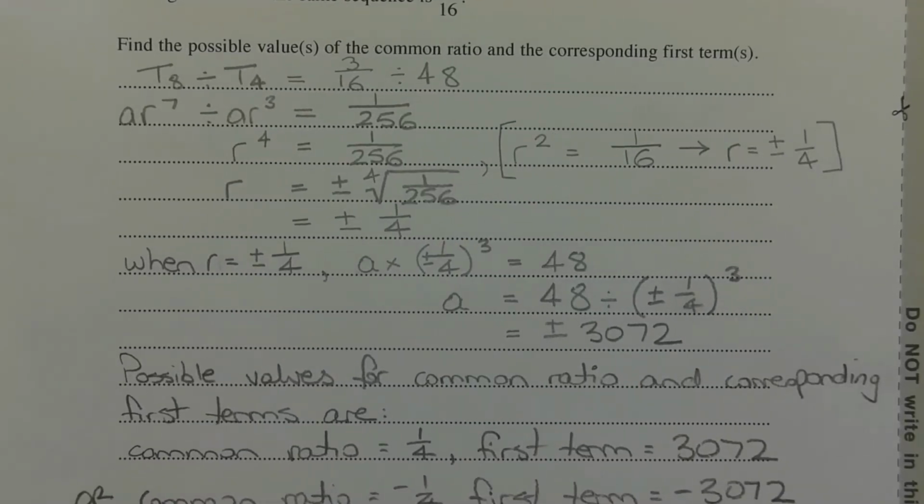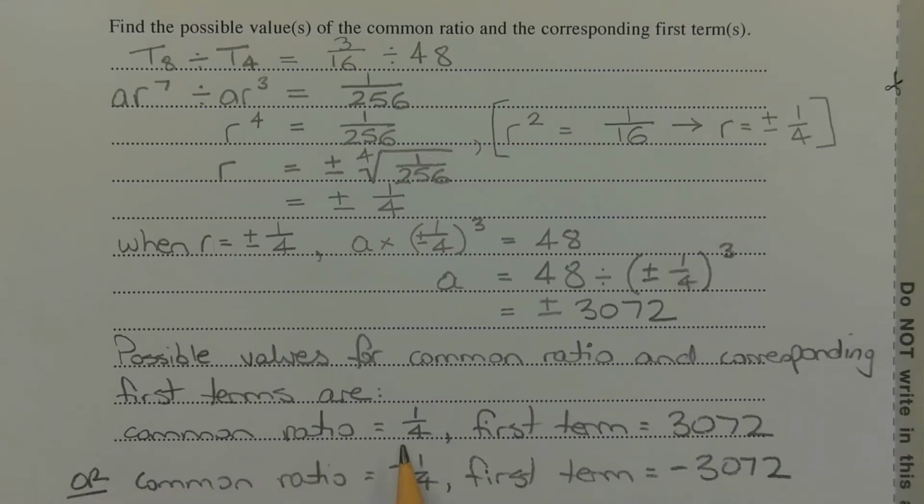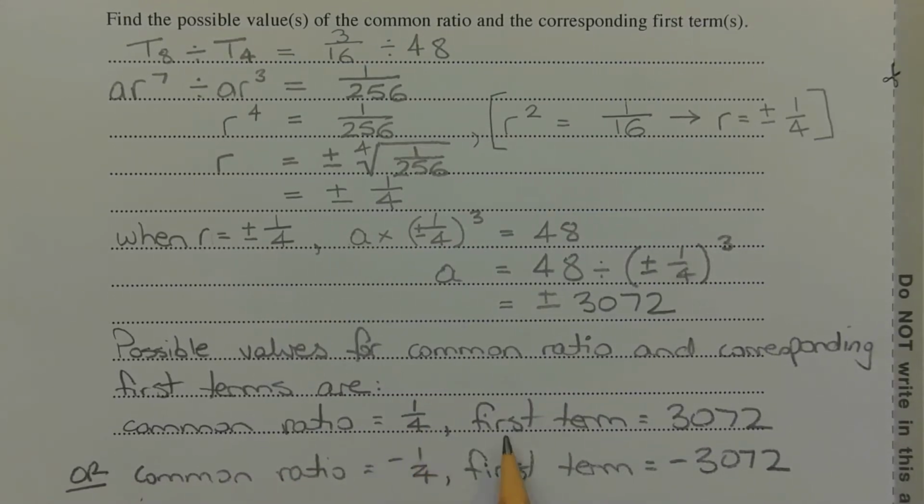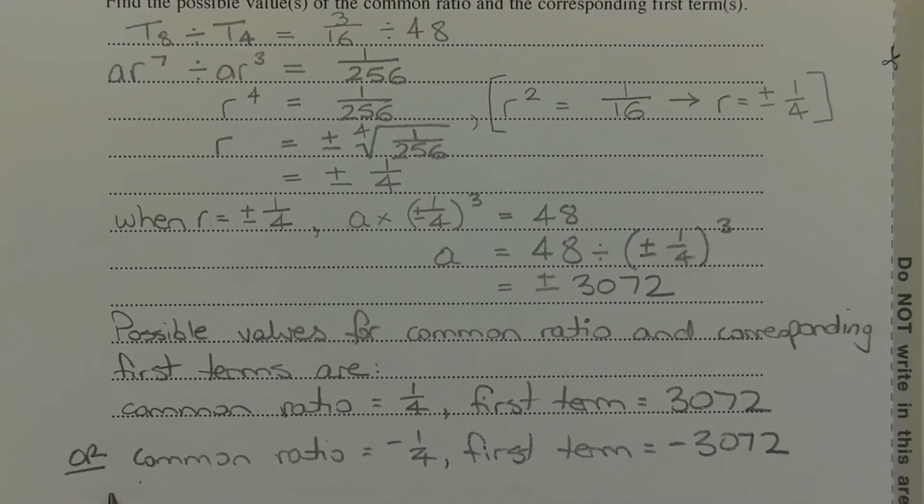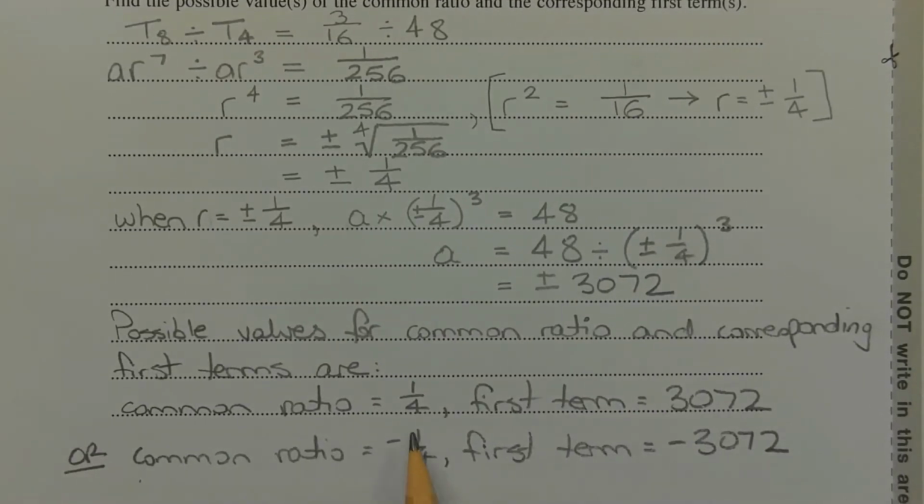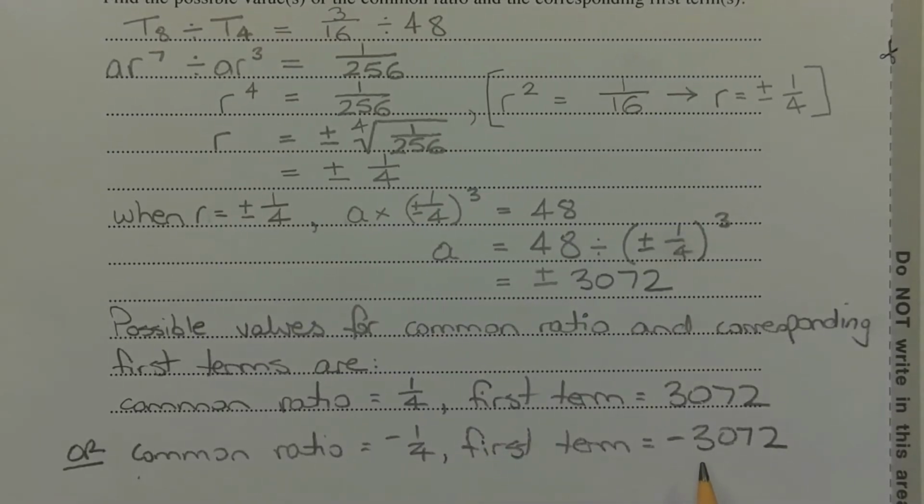So possible values for common ratio and corresponding first terms are common ratio equals 1 over 4, first term is equal to 3072, or the common ratio is equal to negative 1 over 4, and its corresponding first term is negative 3072.